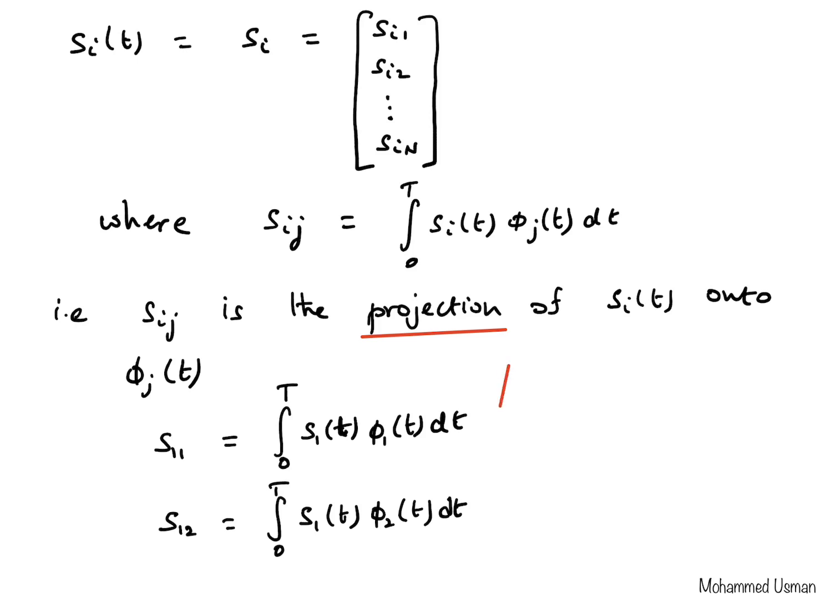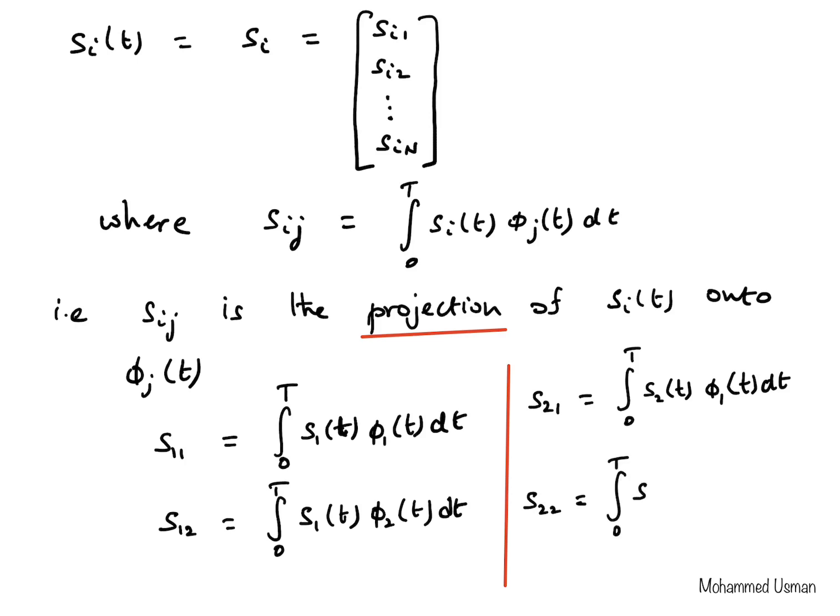Similarly, if we had a second signal S2 of t in a two-dimensional space, for example, then the corresponding vector elements S21 and S22 can be written as such. So S21 will be the dot product of S2 of t onto phi 1 of t, and S22 will be the projection of S2 of t onto the basis function phi 2 of t dt. So we have seen what these elements of the vectors represent.